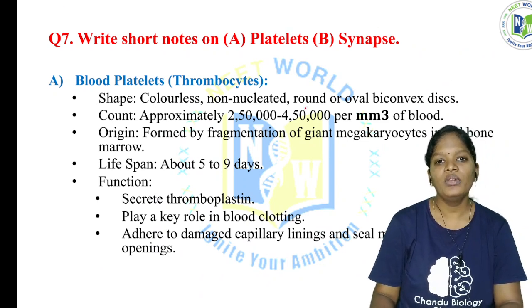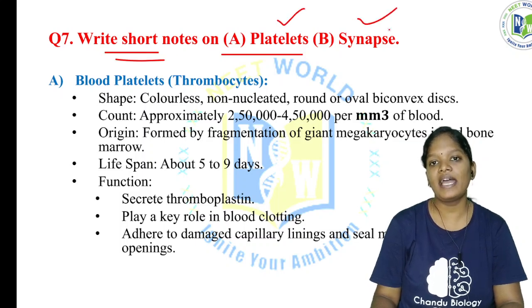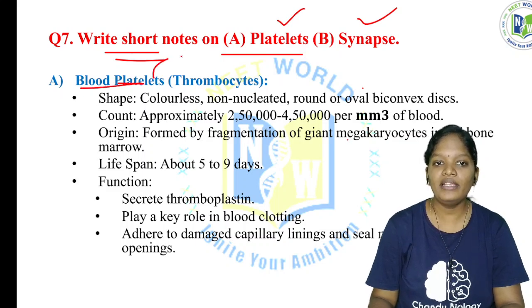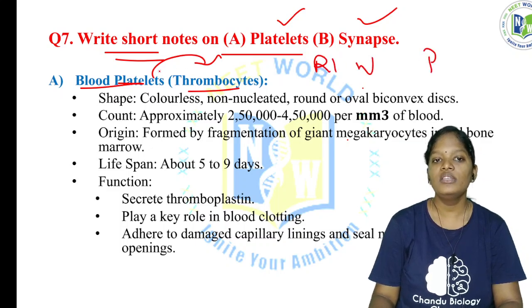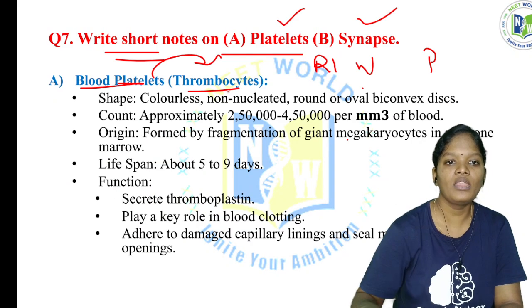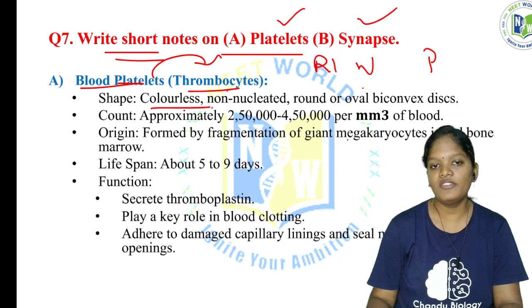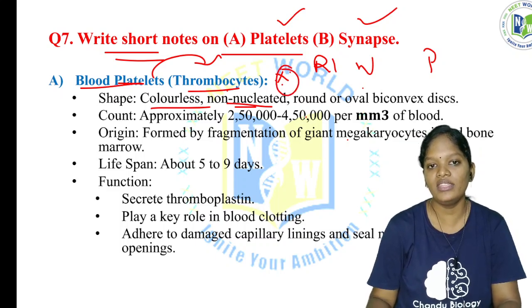Now, platelets. What are platelets? Platelets are also called thrombocytes. Basically in our blood we have RBC, WBC and platelets. Technically platelets are called thrombocytes. A thrombocyte is colorless and has no nucleus. Very important: you should not think only RBC has no nucleus; platelets also do not have a nucleus.